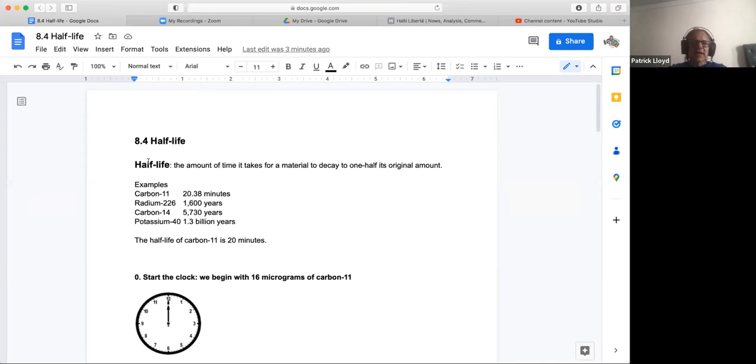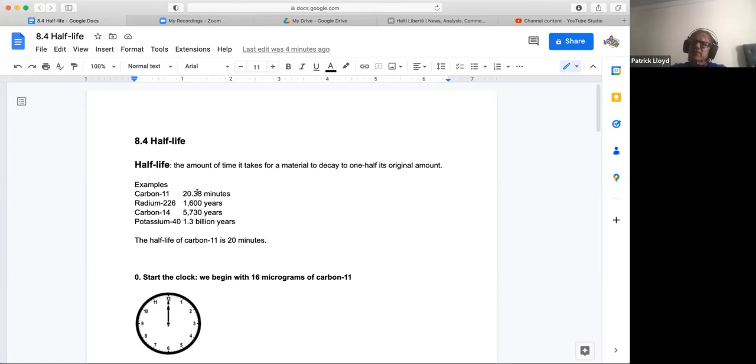Here's a few examples. Carbon-11, which we'll look at an example of. This is used in PET scans. Carbon-11 has a half-life of a little more than 20 minutes. When we do our calculations, we'll just put it as 20 minutes. Radium-226, which is a fairly dangerous material because it comes from radon, has a half-life of 1,600 years. Carbon-14 has a half-life of 5,730 years, and then potassium-40 has a very long half-life, 1.3 billion years, okay?